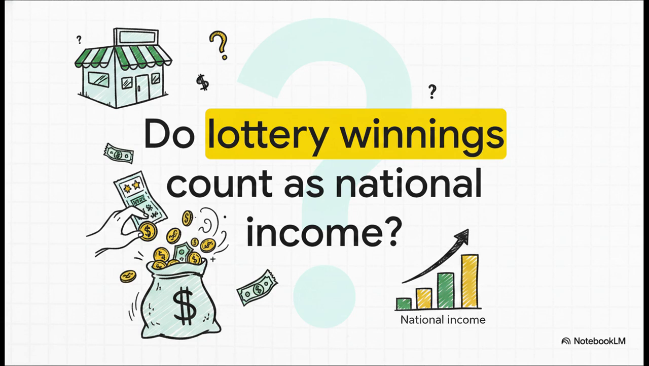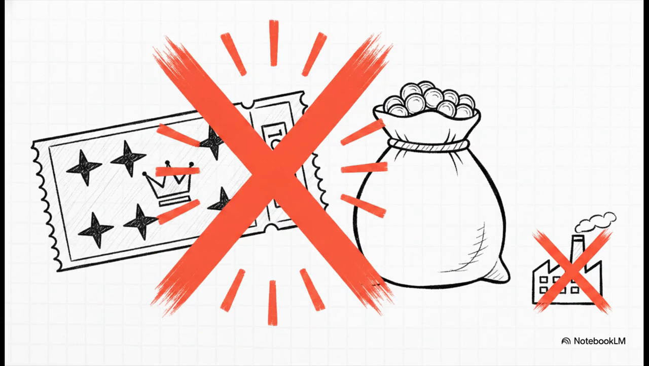So, here's a fun hypothetical for you. If you run down to the corner store, buy a lottery scratch-off, and hit a $1 million jackpot, does that massive influx of cash boost the national income? No way, absolutely not. Lottery winnings and windfall gains are strictly rejected. They are non-productive gains. Winning the lottery doesn't mean you produced $1 million worth of goods and services for the economy. It just means you got incredibly lucky in a wealth transfer game. It completely fails our core test of current production.